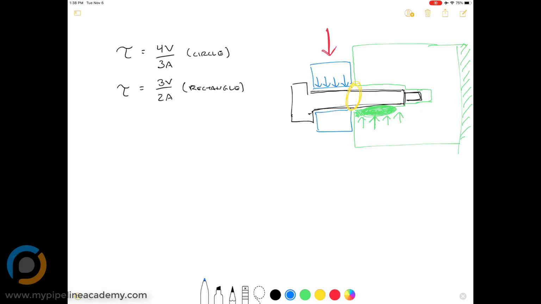Now let's say that we wanted to determine whether or not this shoulder screw was going to fail in shear. A few things we need to know. We need to know the diameter of that shoulder screw. Let's say the diameter equals 1/4 of an inch, 0.25 inches. We need to know what the shear force is. Let's say the shear force equals 250 pounds of force.